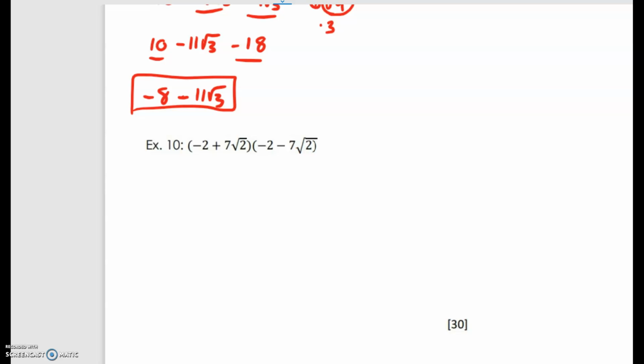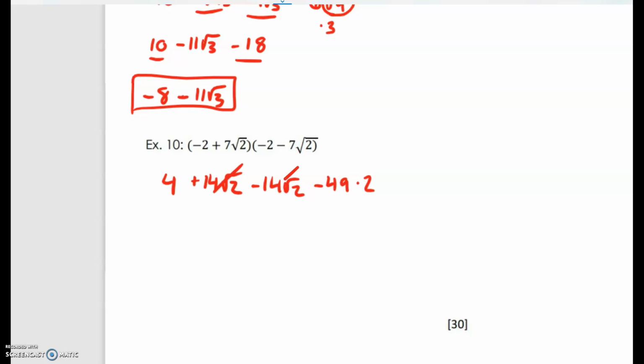Number 10, negative 2 times negative 2 is 4. Negative 2 times negative 7 radical 2 is 14 radical 2. Next term, 7 radical 2 times negative 2 is negative 14 radical 2. And then 7 radical 2 times negative 7 radical 2 is negative 49. Radical 2 times radical 2 is radical 4, but we know that that's the same thing as 2, so I'm just going to put times 2.